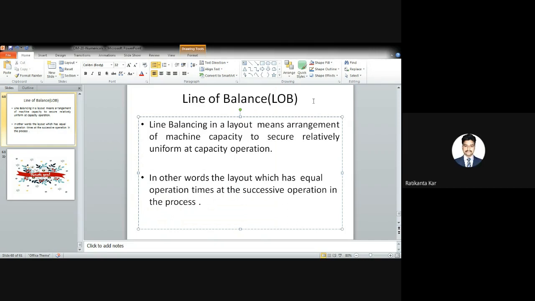Successive operation means a sequence of operations starting from one operation to the other. That means the raw material should flow from one machine to other machines, and finally it should reach the last one, that is, your finished product. So as I told, also a particular example.